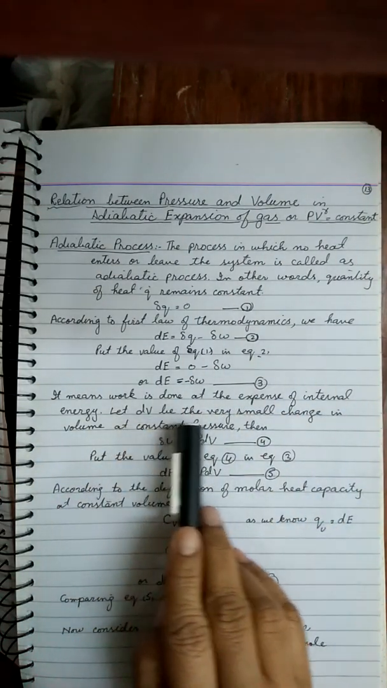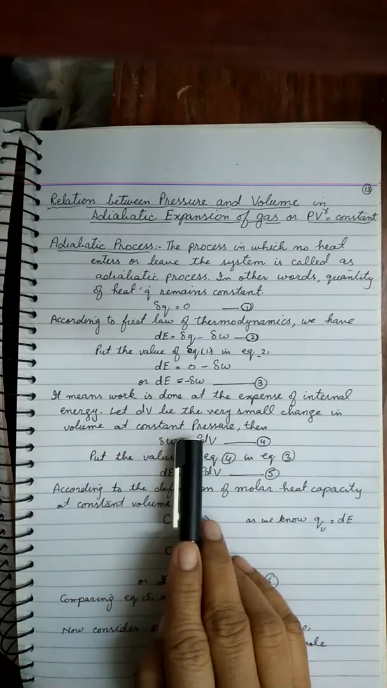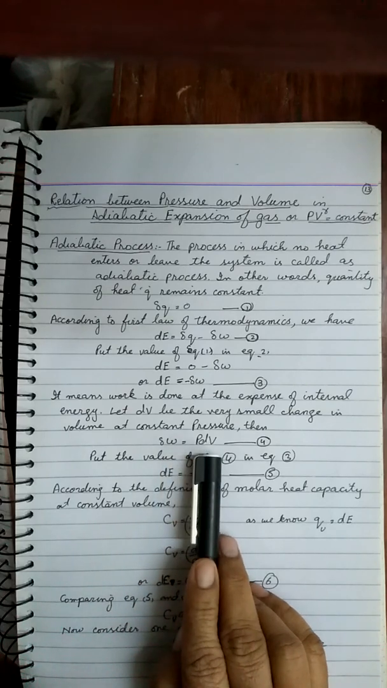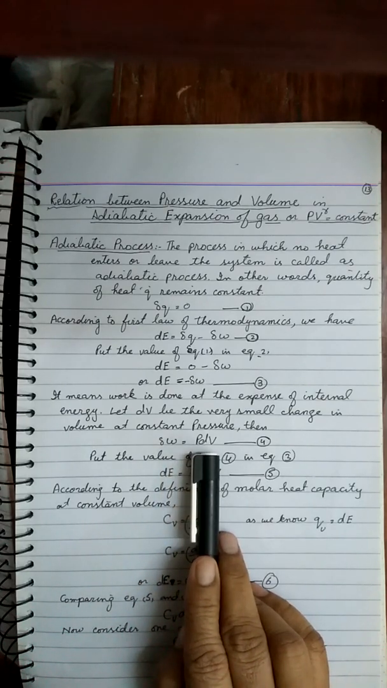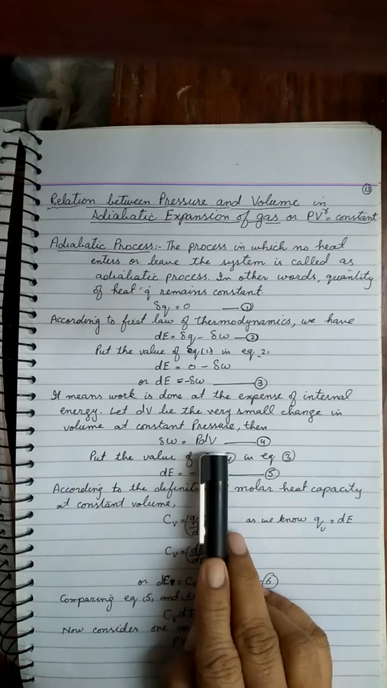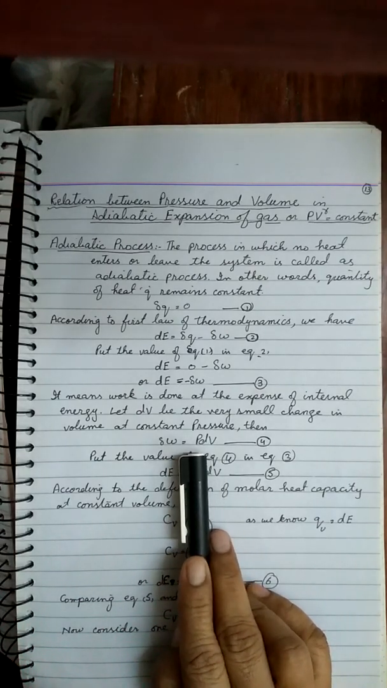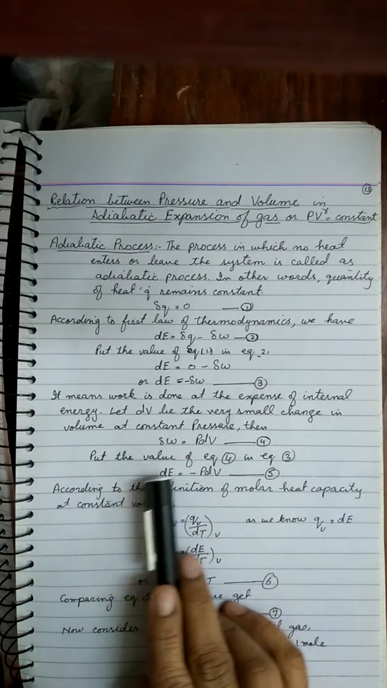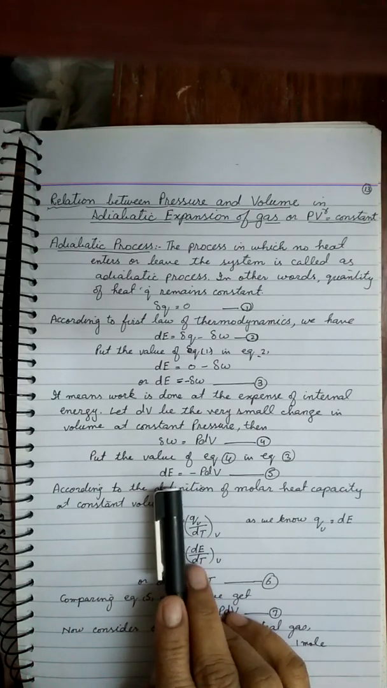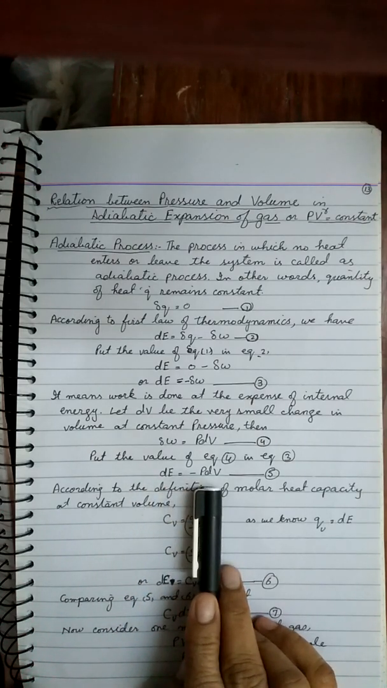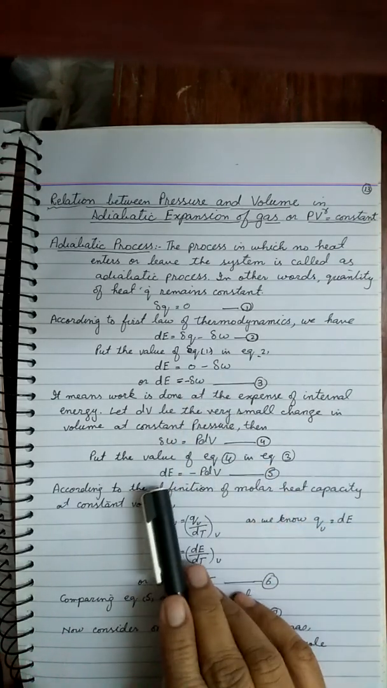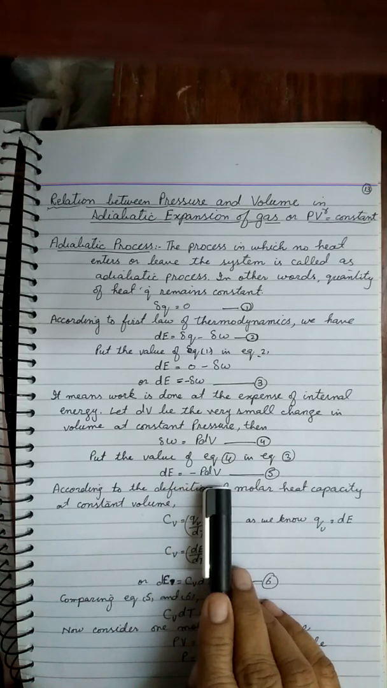Let dV be the very small change in volume at constant pressure. So partial W is equal to P dV. P dV indicates the pressure-volume work. As we know, in thermodynamics the only work is the pressure-volume work. Put the value of this P dV. So dE is equal to minus P dV.